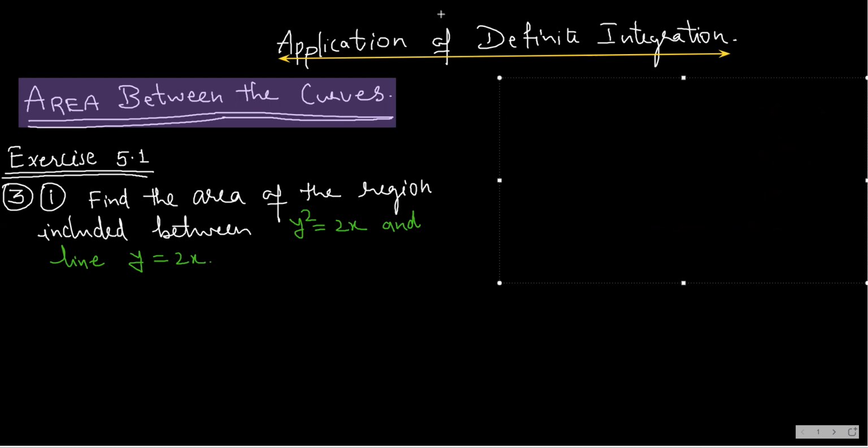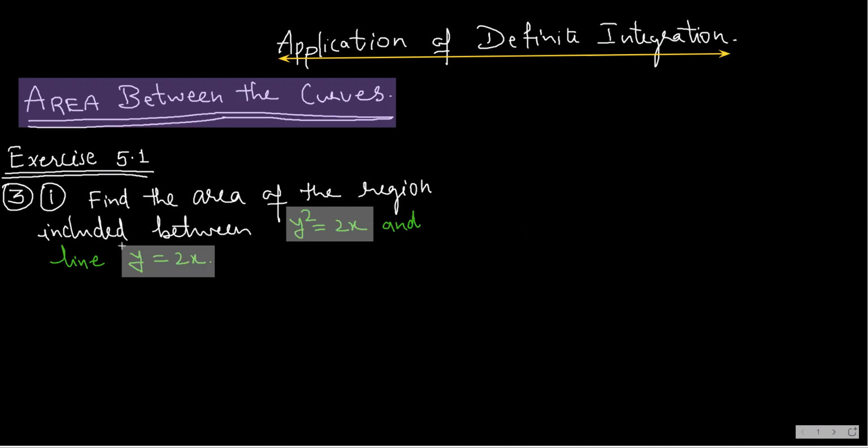So for this, you don't need anything new as such. Whatever we have done is sufficient, with slightly more steps. So let's begin with: find the area of the region included between y square equals 2x and the line y equals 2x. Now here you understand that y square equals 2x is a parabola and y equals 2x is a line.